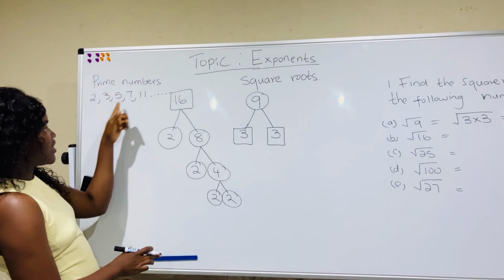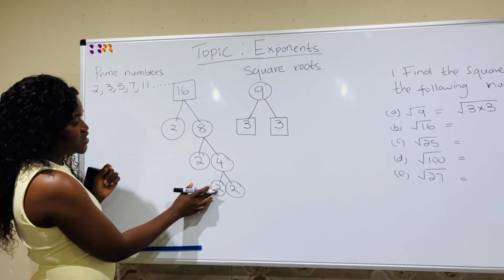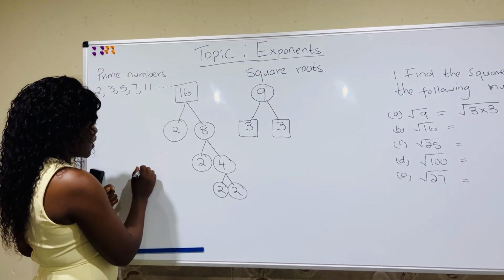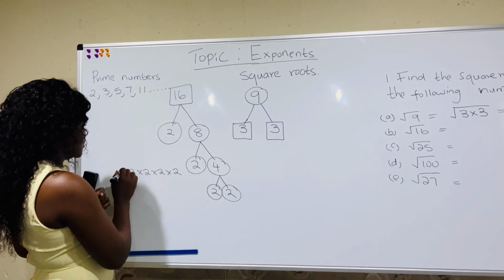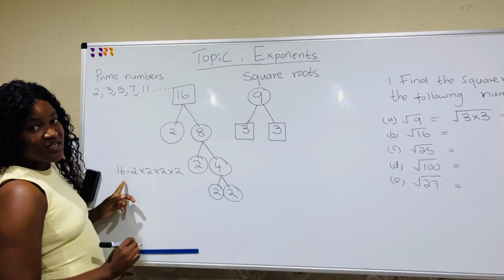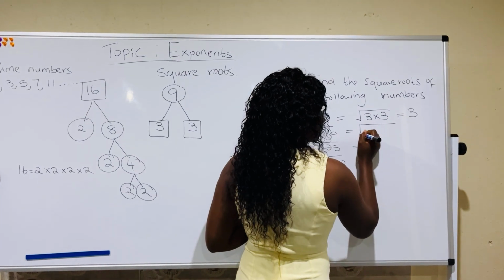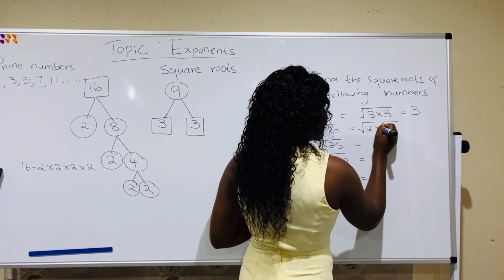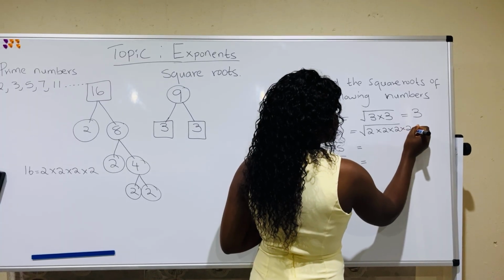In our diagram we take only the prime numbers. If you check the prime numbers that I get, it's only 2. How many 2s? 1, 2, 3, 4. So that means 1, 2, 3, 4. So our prime numbers multiply to give what? 16. Then we write 2 multiplied by 2 multiplied by 2 multiplied by 2.